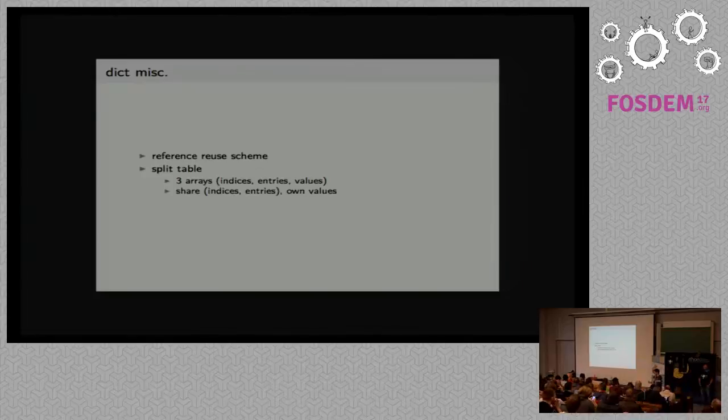And all the dictionaries that share the same keys have the same indices and entries tables, and they have their own values table, so that all the keys will be in the entries table, and all the values are going to be in the values table, and so they all share the entries table. If you want to know more about it, PEP 412 is really well written and explains everything you need to know.